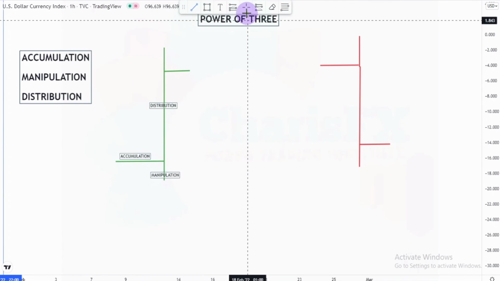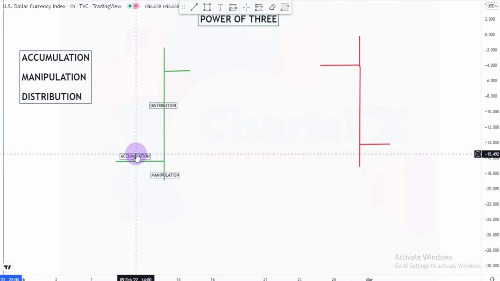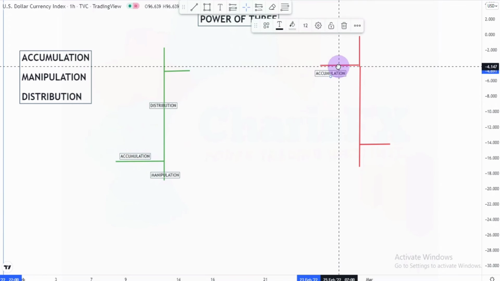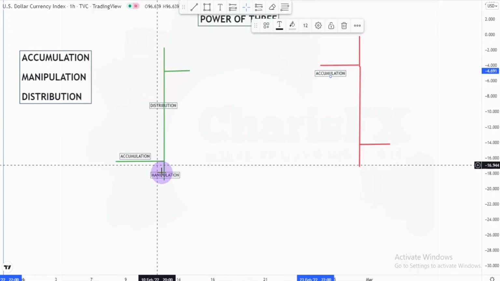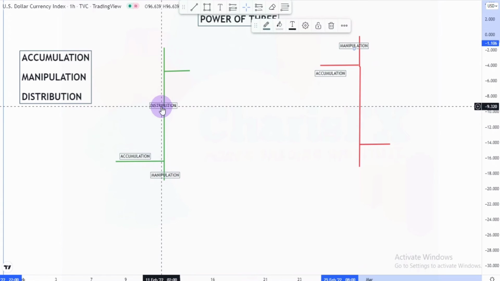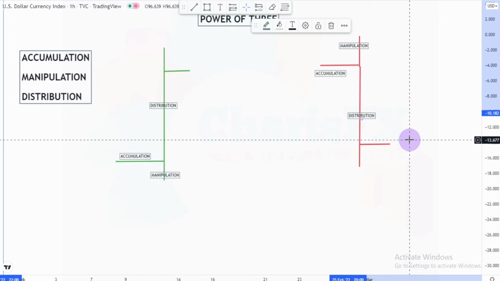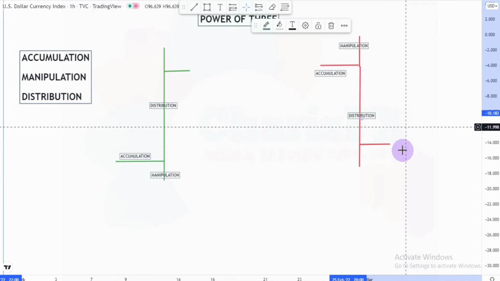Do you see that? This is accumulation of orders, manipulation, and distribution of orders. So guys, this is power of three concept.